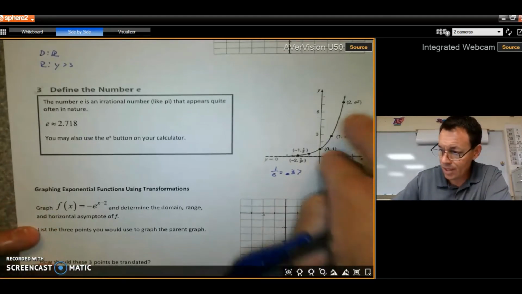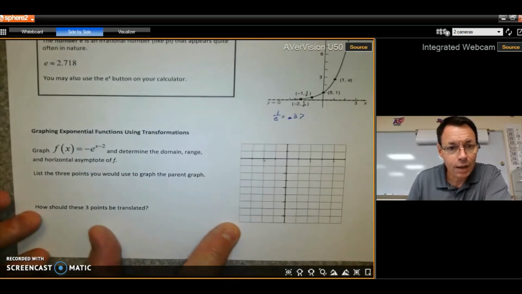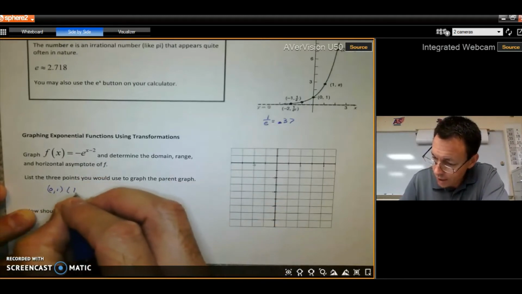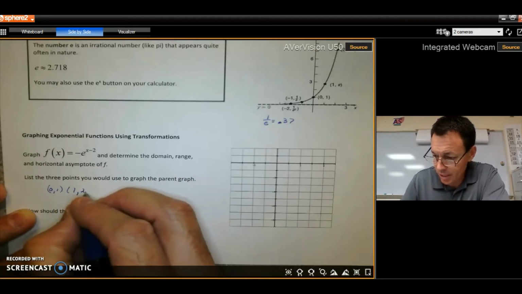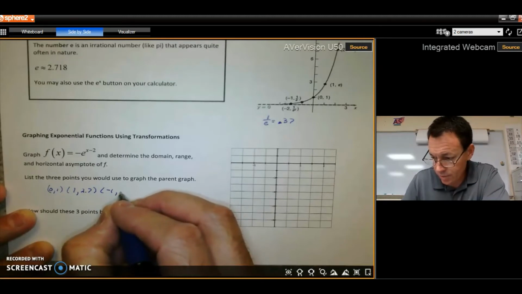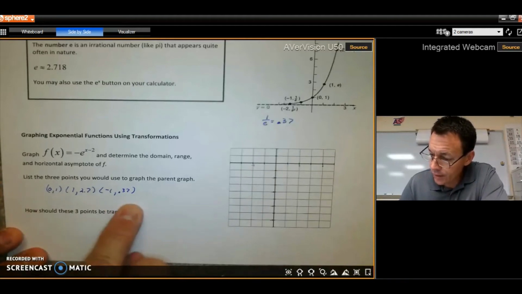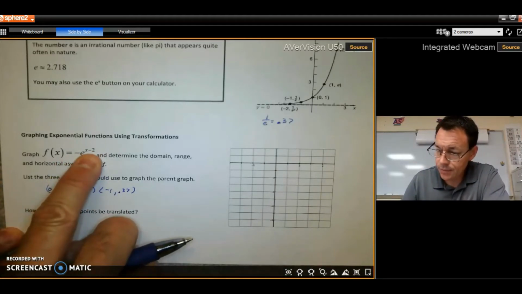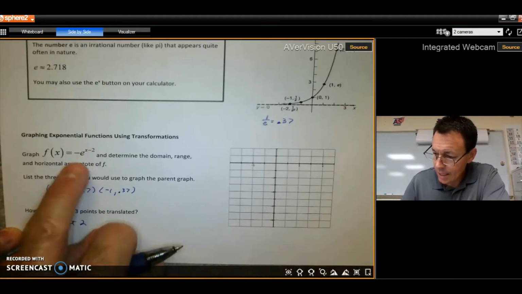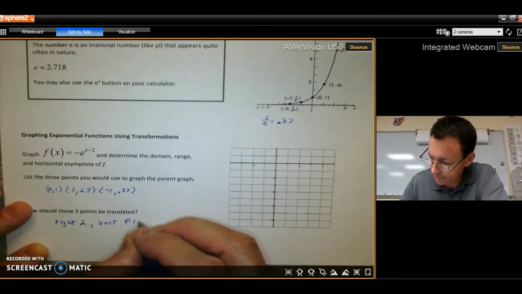So if I was going to graph this graph using transformations, like in this example right here, I would start with these points. I would start with 0, 1, 1, e, which is about 2.7, and then negative 1, 1 over e, which is about 0.37. So these are my starting points. Okay, now all of these are going to get transformed. Let's see, the minus 2 is going to make us go right 2. And this negative is going to be a vertical flip.